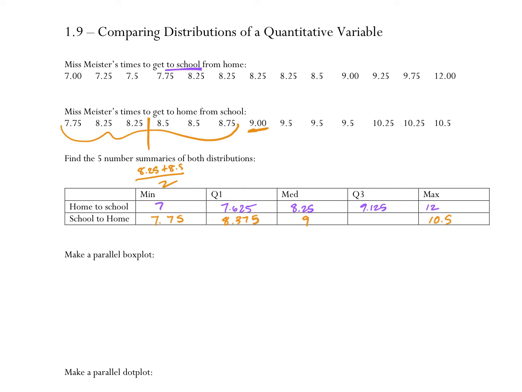Q3? 9.875. And again, that one is the median of just these 6. You're going halfway in between. But we're in our notes packet right now.